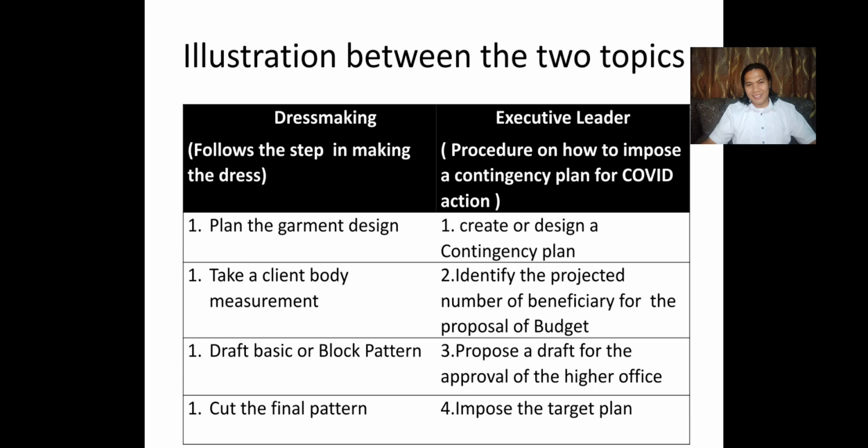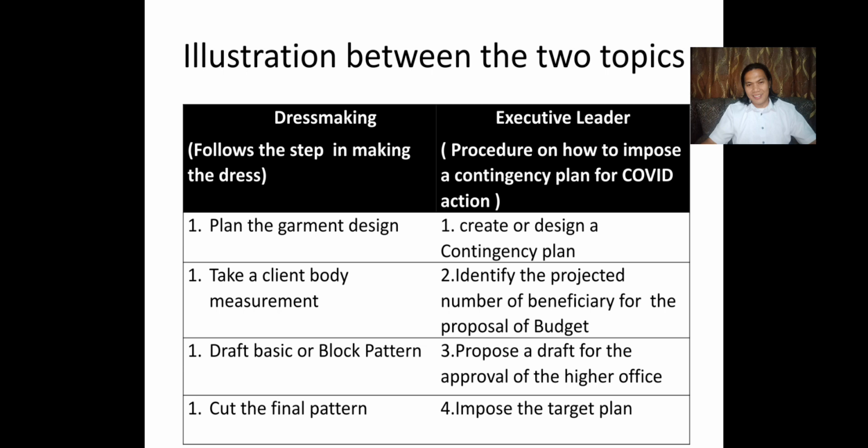So let's proceed first with dressmaking. In step number 1, you have to plan the garment design. Now, in order to satisfy our client, we should have a design. The second one, take the client's body measurement in order to know the exact measure of the client. And the third one, you should create a basic draft, which means a block pattern, in order to have the exact size and design of the cloth. And finally, you have to cut the pattern.